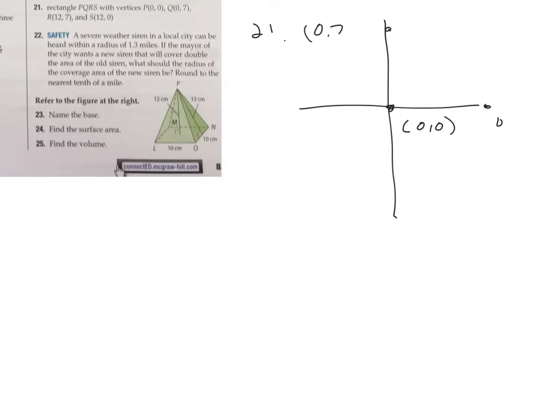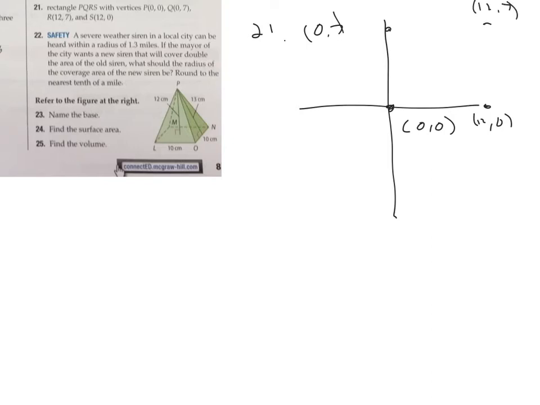Okay, number 21. I'm just going to go ahead and graph these points. So we had 0, 0, 0, 7. Oh, 0, 7's up here. 12, 0, and 12, 7.